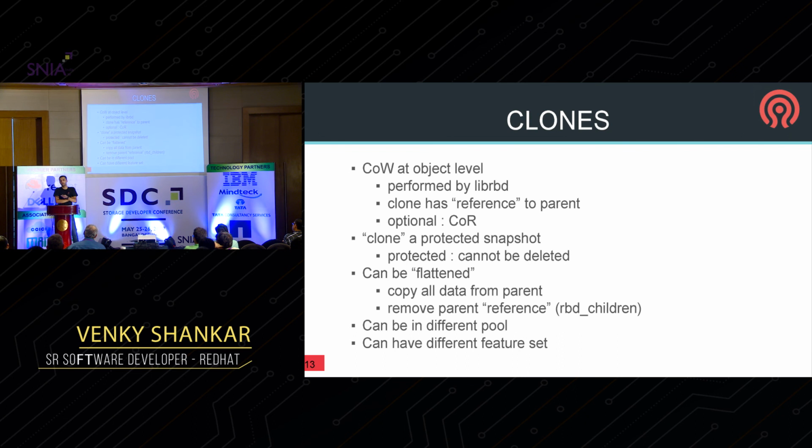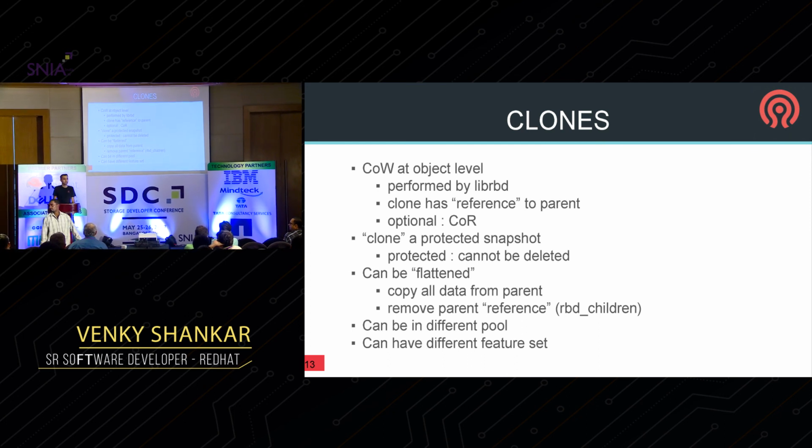Normally copy on read is turned off. It's for an extreme use case, I guess. But if you flatten the clone, then you can take a snapshot of that. It's a normal RBD image. You can take a snapshot, you can clone it again, and things like that.